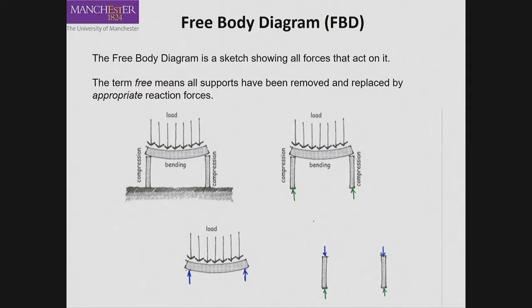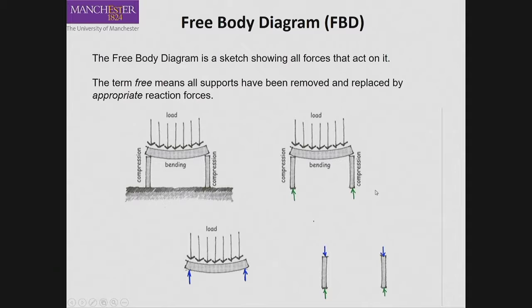You may not want to do the whole system, you may want to find out what about the beam itself. How does it bend? Now, of course, the beam is supported on these two columns. So you strip those supports and replace them by two reaction forces. Okay? So this is the free body diagram of the beam. So this is the free body diagram of the whole system, the free body diagram of the beam, and these two show the free body diagram of each of the columns.